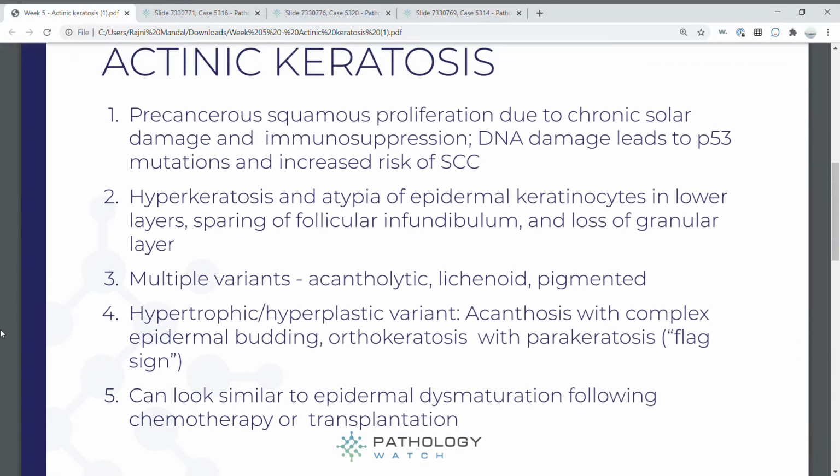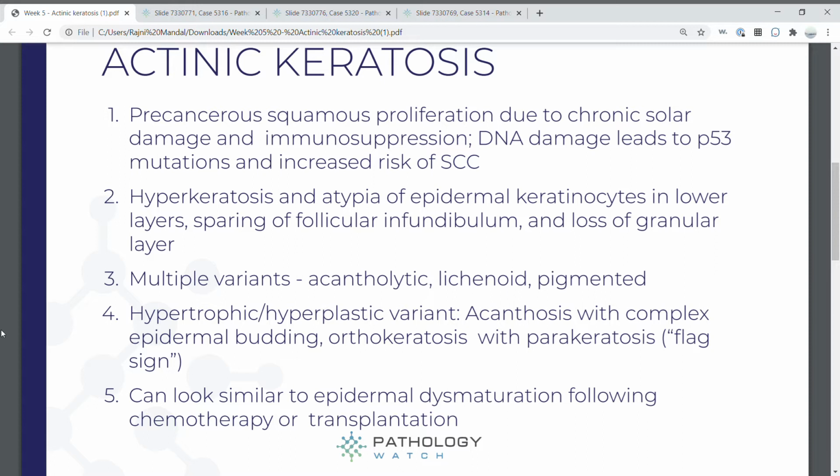Actinic keratosis is a precancerous squamous proliferation due to chronic solar damage and immunosuppression. The DNA damage leads to p53 mutations and an increased risk of squamous cell carcinoma. There's hyperkeratosis and atypia of epidermal keratinocytes in the lower layers, sparing the follicular infundibulum, and loss of the granular layer.